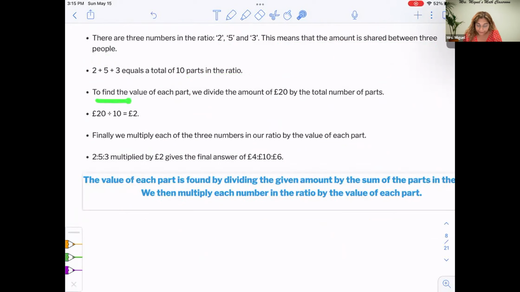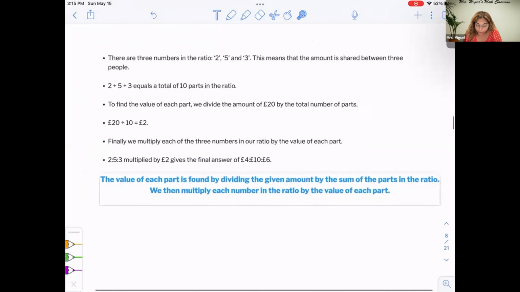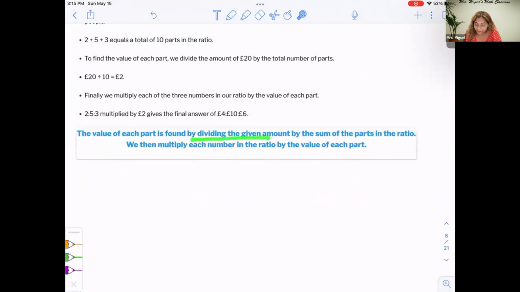To find the value of each part, we divide the amount by the total number of parts. One part is $2. The value of each part is found by dividing the sum by the total number of parts. When we multiply each number in the ratio by the value, we work out each value part.